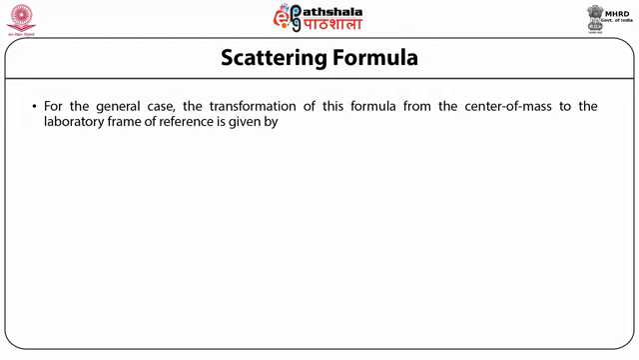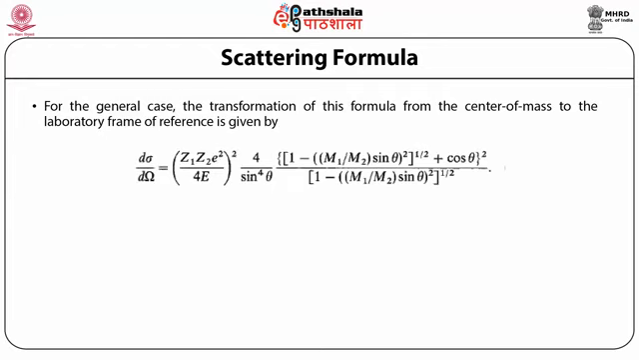For the general case, the transformation of this formula from the center of mass to the laboratory frame of reference is given by d sigma by d omega is equal to Z1 Z2 e square divided by 4E, whole square, times 4 divided by sin to the 4 theta, multiplied by 1 minus M1 divided by M2 sin theta square to the power half plus cos theta, whole square, divided by 1 minus M1 divided by M2 sin theta square, whole to the power half, where the first omitted term is of the order of M1 divided by M2 to the power 4.